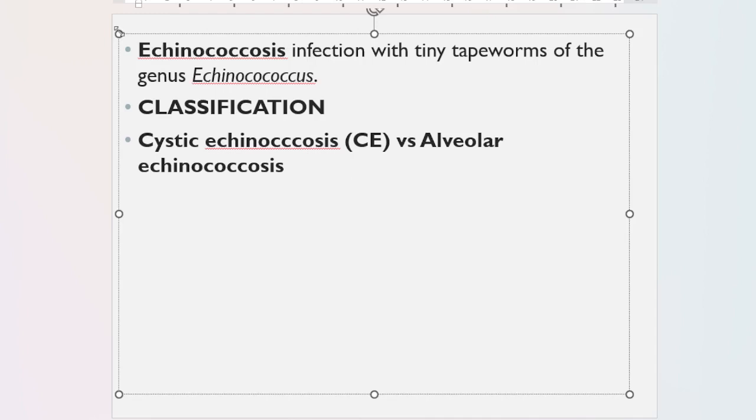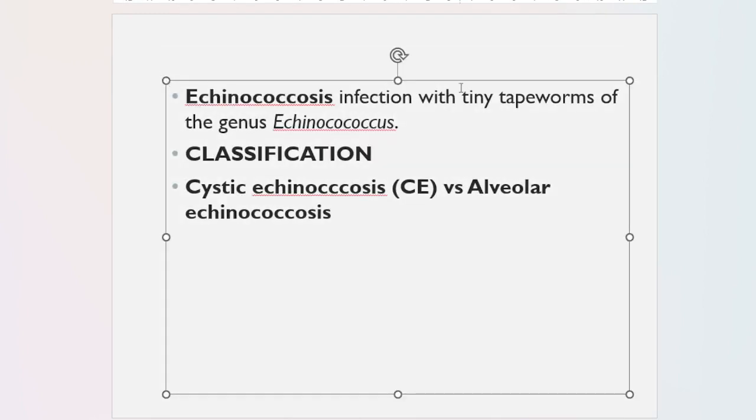So, yung term natin for infection of Echinococcus is echinococcosis. Pag mga Taenia, cis, usually it's the same with the name. Lagyan mo lang ng cis at the end. Parang strongyloidosis, ascariasis, enterobiasis, di ba? Here naman, it's echinococcosis. So it's the infection with tiny tapeworms of the genus Echinococcus.